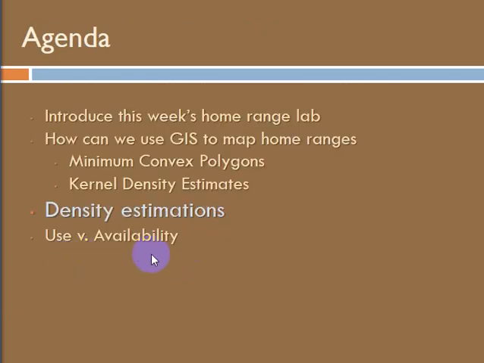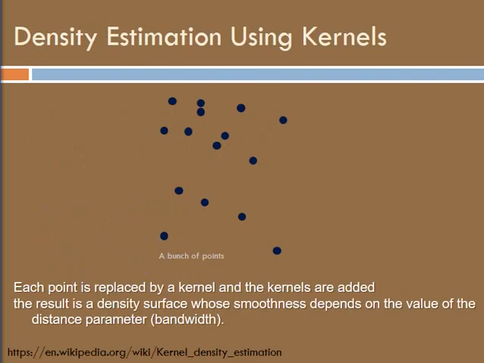Okay, so how do we do this? Let's get into the specifics. Here are some points. Think of these as locations of an animal. But the question is, how certain are we that the animal was really occupying this exact point location? We have GPS error, so we have some uncertainty already about the actual location of this point representing the actual occupation of this place with an animal.